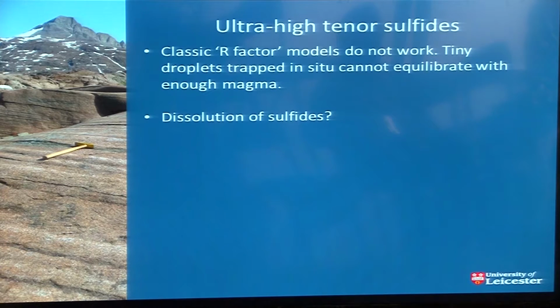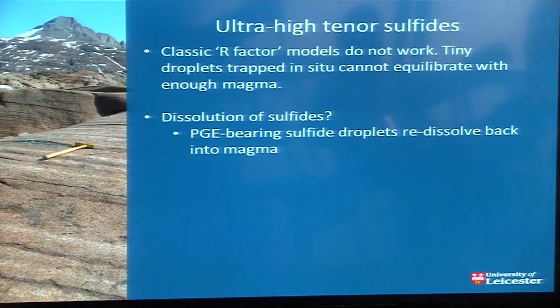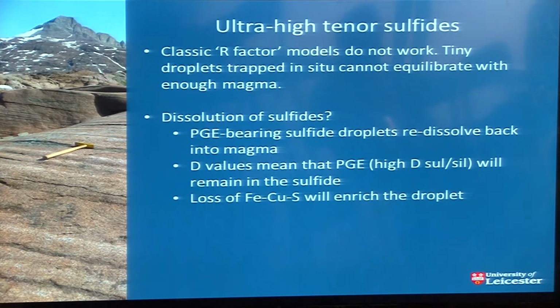So what's happened? Maybe we've dissolved the sulfides. So you start off with a sulfide which collects PGE in it, but then redissolves back into the magma. That can happen, and in which case elements like the PGEs, they have high partition coefficients into the sulfide. So if you dissolve that sulfide, the PGE will stay in there and increase the tenor. And if you do that on a droplet by droplet scale, you can get that variability.